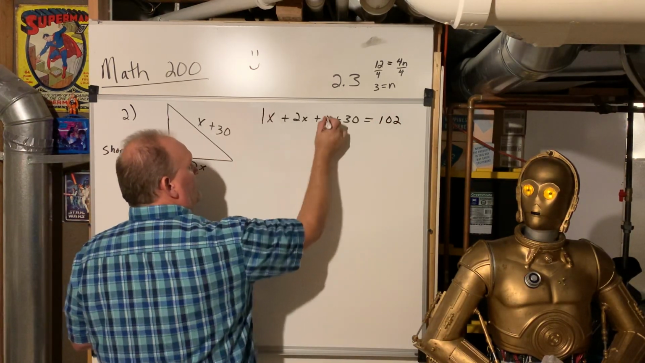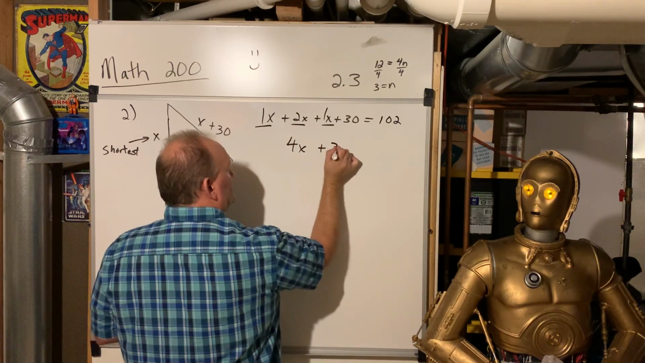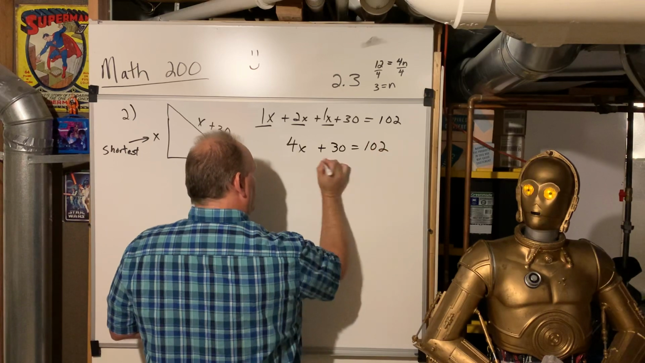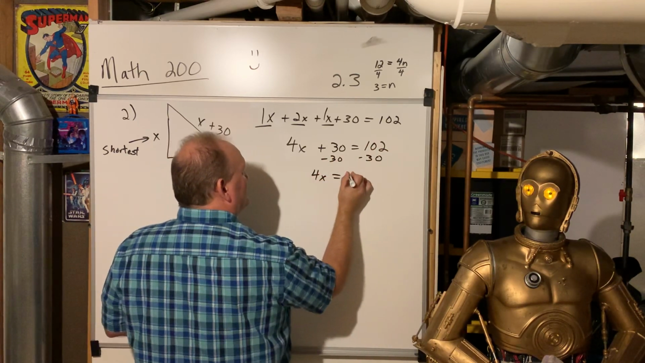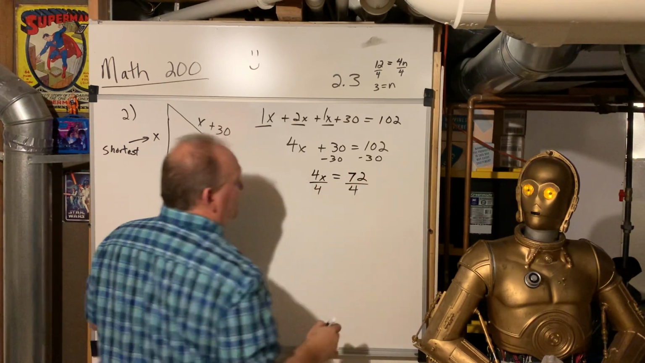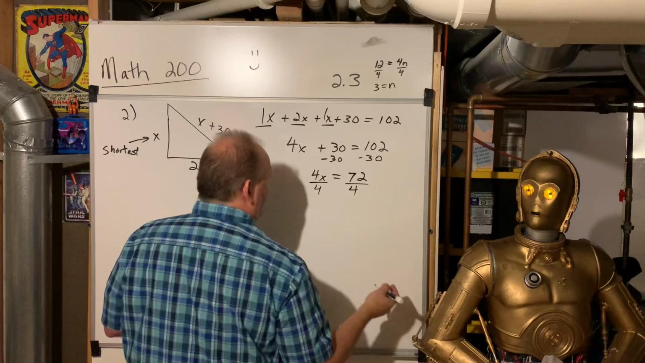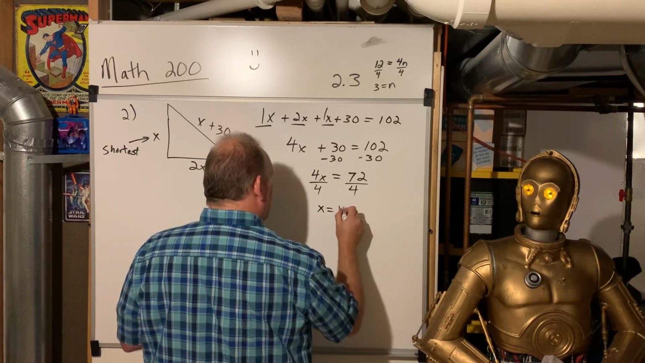Again, there's a 1 there and a 1 there. We combine like terms. We have 4x plus 30 equals 102. We subtract 30 from both sides. 4x is equal to 72. We divide by 4. So half is 36. Half of that is 18. So x equals 18. But we're not done.